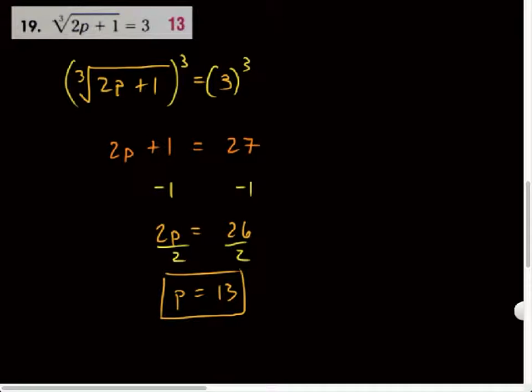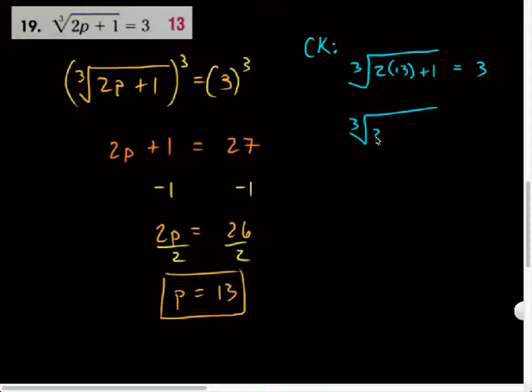And let's do a little check here just for funsies. And by the way, when we do a check, I have to plug the answer into the original problem, not one of my modified ones from later on, because then that's not really checking to see if it works. So is the cubed root of 2 times 13 plus 1 equal to 3? So the cubed root of 26 plus 1, cubed root of 27.